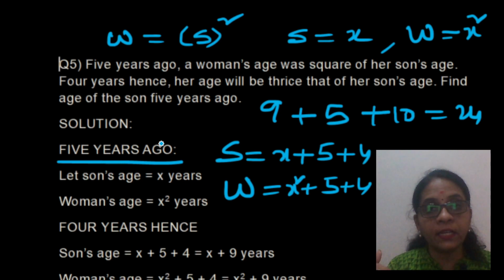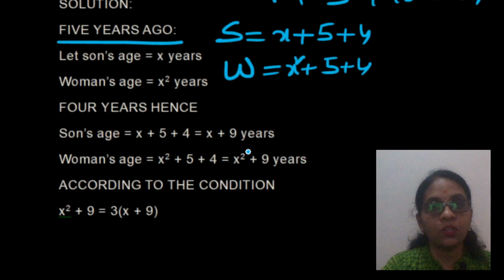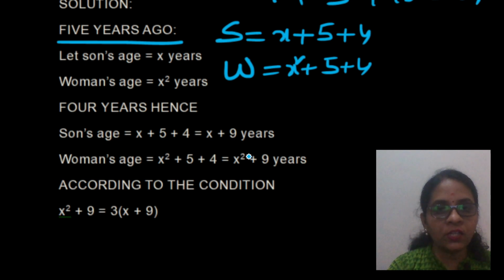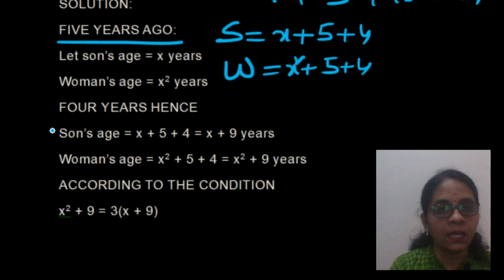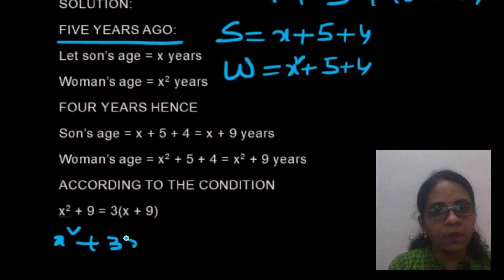The condition is that her age will be thrice that of her son's age. Her age, the woman's, will be 3 times the age of her son. So according to the condition given, we have x square plus 9, which is the woman's age, is 3 times the son's age. So 3 into x plus 9. So you get a simple quadratic equation, x square minus 3x minus 18 is equal to 0.